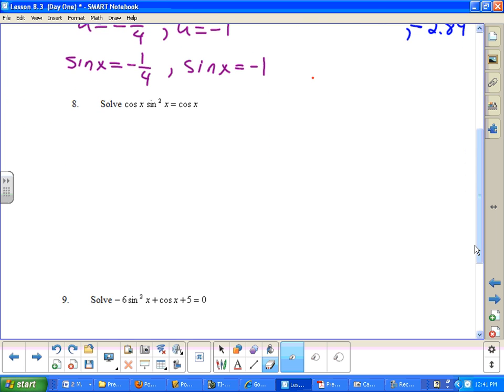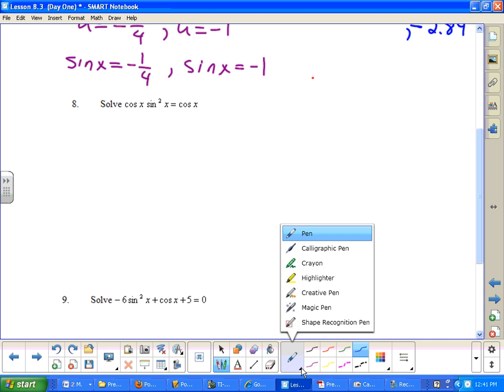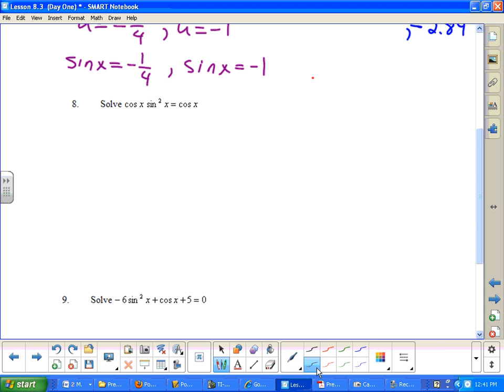All right, let's look at number 8. Now, in reality, this one should be easier. Okay, here's why. First thing we want to do is make sure it's equal to 0. Always, okay, when we're solving equations, and most of the time we want it to be equal to 0, and when we're going to solve them by factoring, we definitely want them equal to 0. So we're going to subtract cosine of x from both sides here.